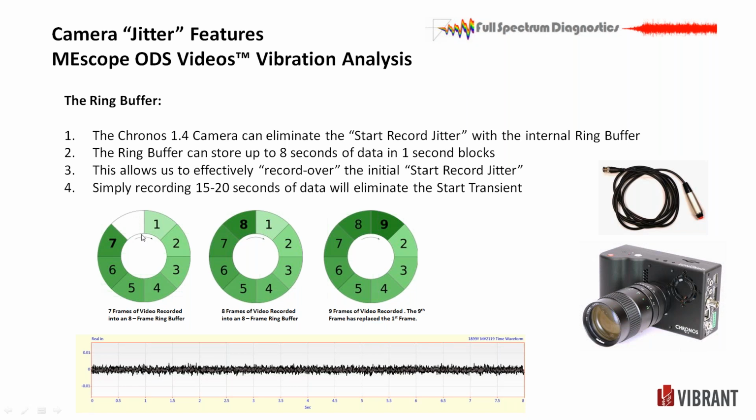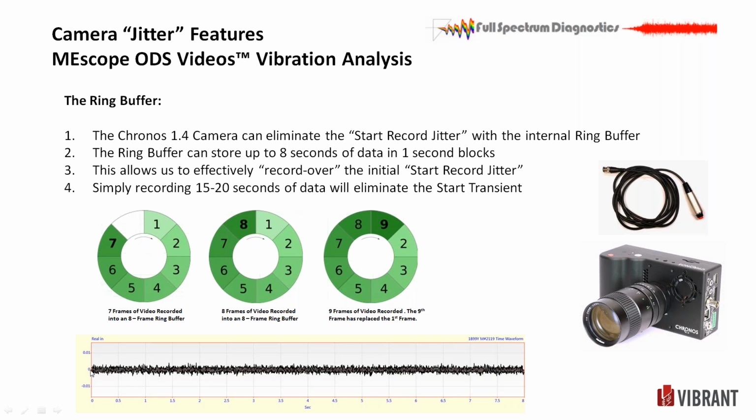So if I press the button and I get a transient in 1 and it bleeds into 2, well, that'll be 9 and 10 going around again. It'll eliminate that data stream at that point. So it works really well as far as suppressing that manual transient that you put in when you press the record button. What I found is simply recording 15 to 20 seconds of data, you eliminate the start transient.